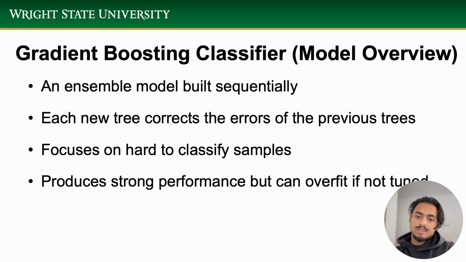Gradient boosting is another powerful ensemble method, but unlike random forest, it builds trees sequentially. Each new tree is trained to correct the mistakes of the previous ones by focusing more on misclassified samples. The boosting approach often leads to very strong predictive performance, especially on structured datasets like ours. However, because it learns in a sequential manner, gradient boosting can also overfit if the model is not carefully tuned.